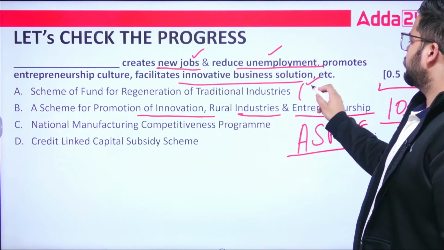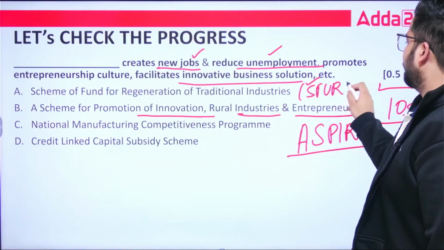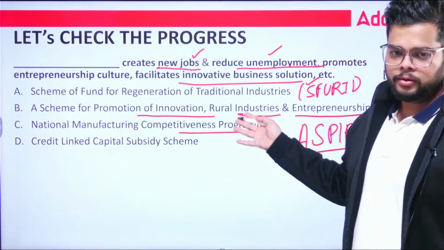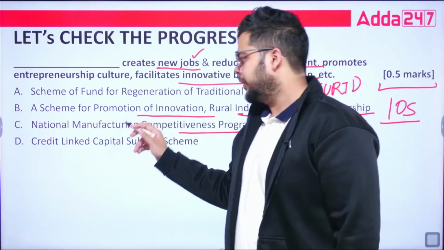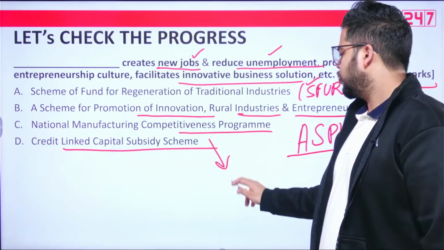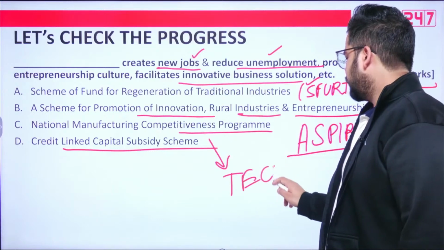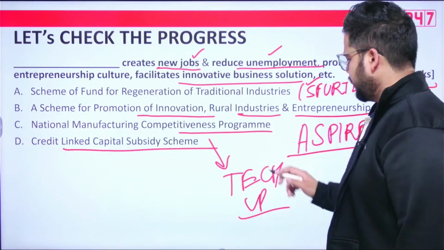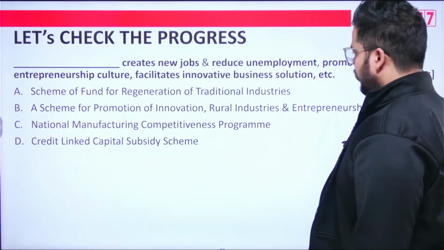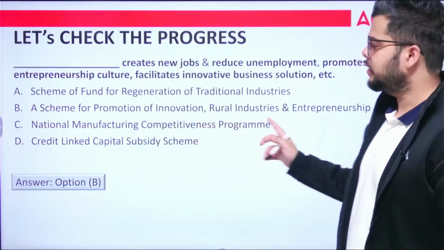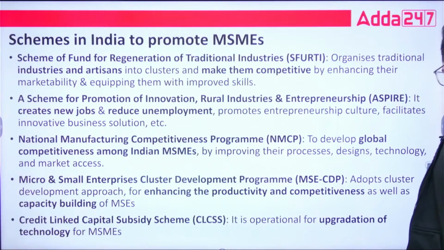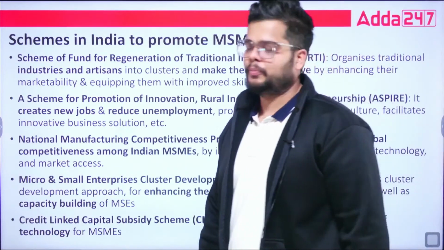First scheme, SFURTI scheme, is for the traditional industries only. National Manufacturing Competitive Program, again to increase the competitiveness among the industries, manufacturing units. CLCSS is for one sole objective only, that is technological upgradation. Okay, technological upgradation. So option B is the right answer. If all of you have marked option B as the right answer, then you must add 0.5 marks also, because in the end I will be asking you your total marks out of 7.5.